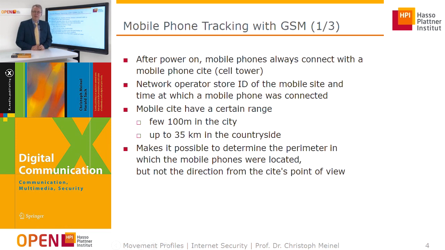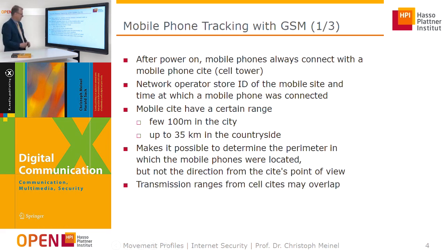It makes it possible to determine the area in which the mobile phone was located. What is not possible? It's not possible to find out the direction, from the scientific point of view. So if this is a circle, then it's not clear whether the user is here or here, but what is known is that the user is in that environment of the site.